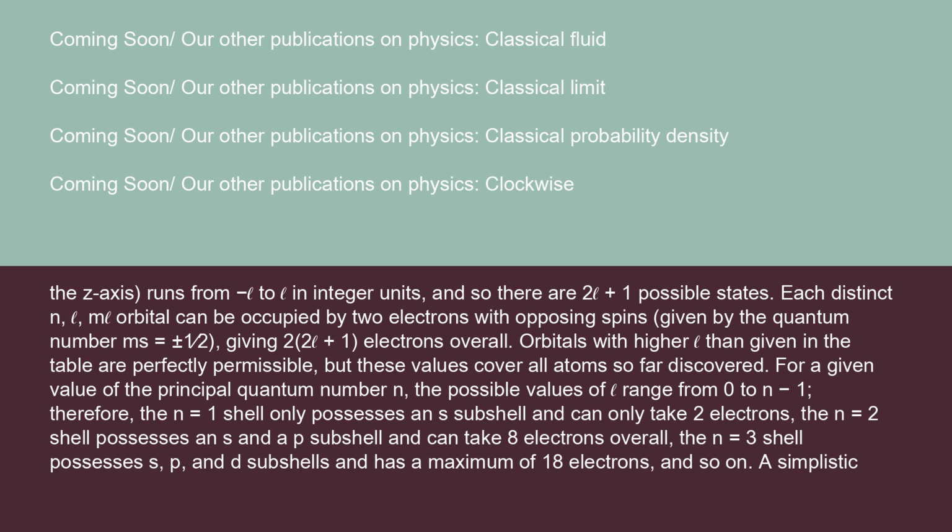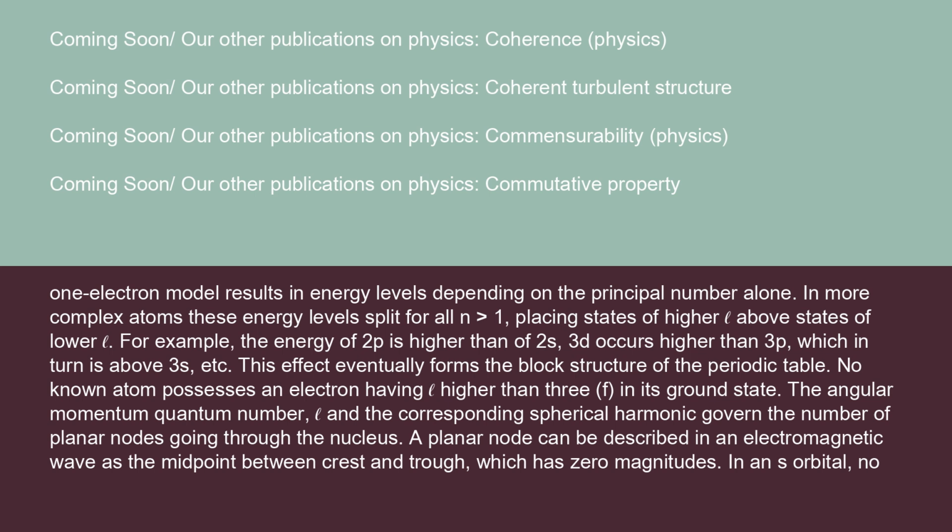The n equals 3 shell possesses s, p, and d subshells and has a maximum of 18 electrons, and so on. A simplistic one-electron model results in energy levels depending on the principal number alone. In more complex atoms, these energy levels split for all n greater than 1, placing states of higher l above states of lower l. For example, the energy of 2p is higher than of 2s, 3d occurs higher than 3p, which in turn is above 3s, etc.